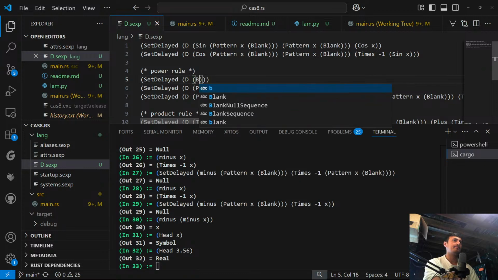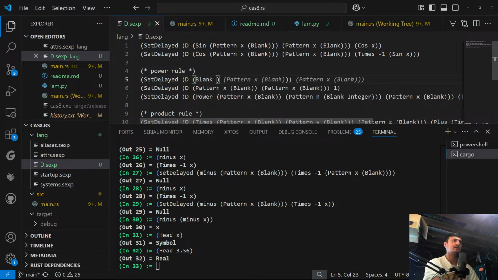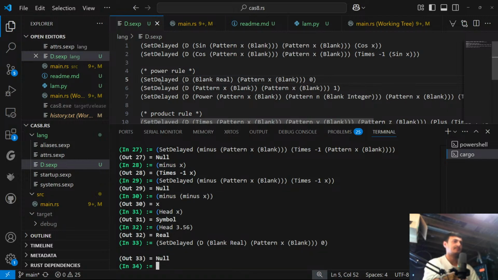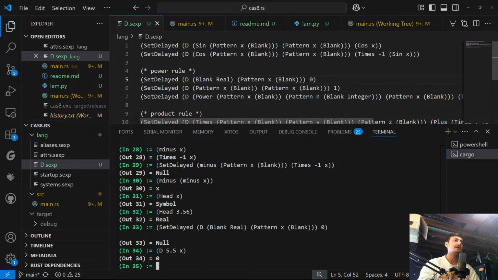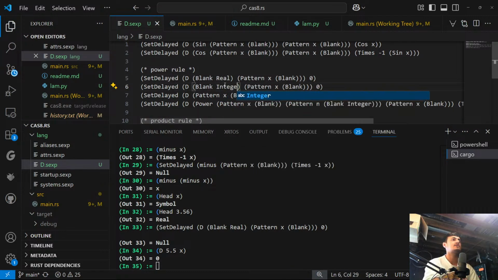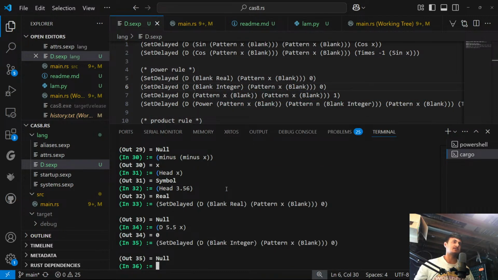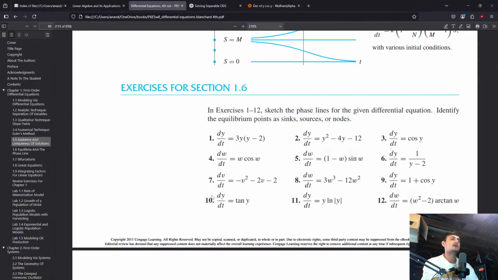Can't I just do blank real of pattern X blank and then just do 0? Can't I just do this? Then I do D of 5.5x. Okay, great. And then we just want to do this for integer. All right, so even though we don't have an alternatives thing, we can still kind of get some. Okay, so let's get some real ones.